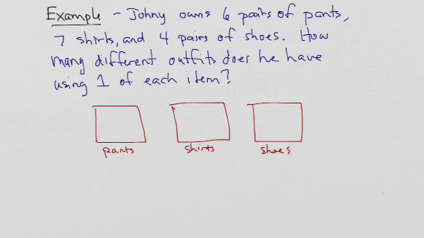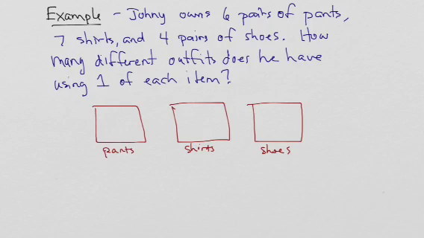Alright, let's try one more. Johnny owns 6 pairs of pants, 7 shirts, and 4 pairs of shoes. How many different outfits can he have using one of each item? Well, I hope one of each item. Who wears 2 pairs of pants at the same time, or 2 pairs of shoes? I guess you could maybe wear a couple of shirts, but most of us would just put on one of these items. So let's look at the pants first.